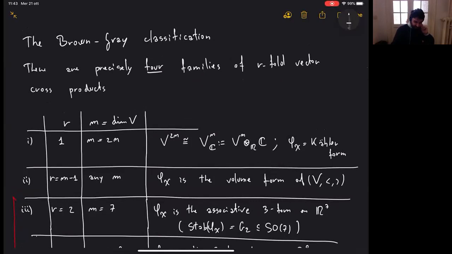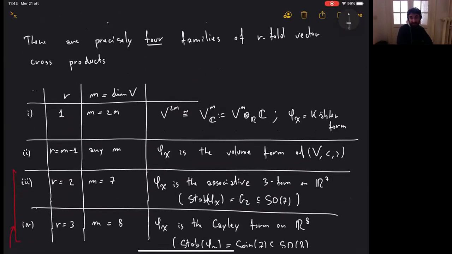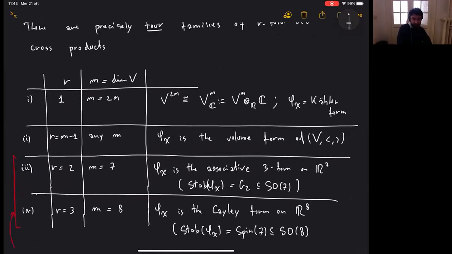And the last example is when R is 3 and M is 8. In this case, phi chi is a particular 4-form on R^8, the so-called Cayley form. This is that special 4-form whose stabilizer is Spin(7). So Spin(7) is not exceptional, but what is exceptional is the embedding of Spin(7) into SO(8). So the Cayley form is precisely that 4-form on R^8 that realizes Spin(7) as a stabilizer for an SO(8) action.